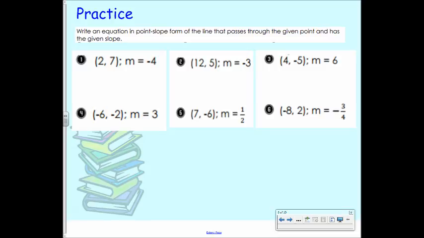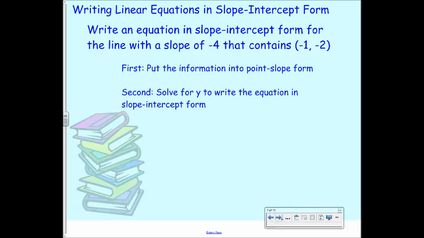Okay, so yesterday we took a look at a problem that said something like, if I give you a point, like 3, 5, and a slope of 2, how would I take that? If you put it in point slope form, what is it? What would this be in point slope form? Y minus 5, 2.